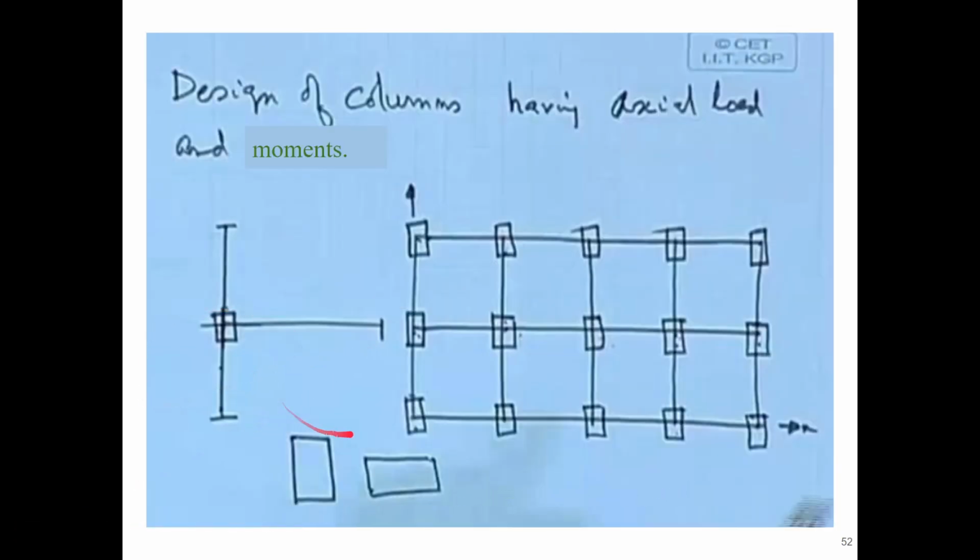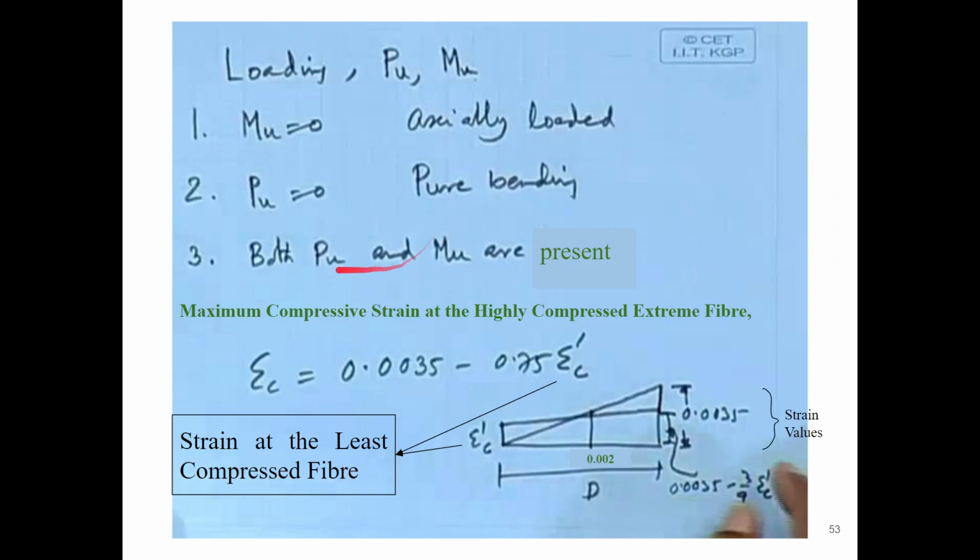That is how the calculation needs to be done, and that is how we have been designing for the columns having load and moments. Now let us see what the conditions are. If the Mu value is 0, that is no moment, it will be an axially loaded condition. Similarly, if the Pu value is 0, then it will be only moment, that is pure bending. And if both Pu and Mu are present, how is it affecting?